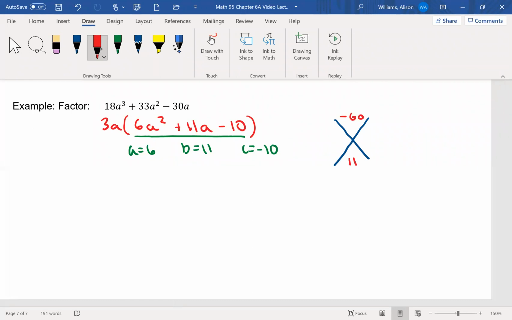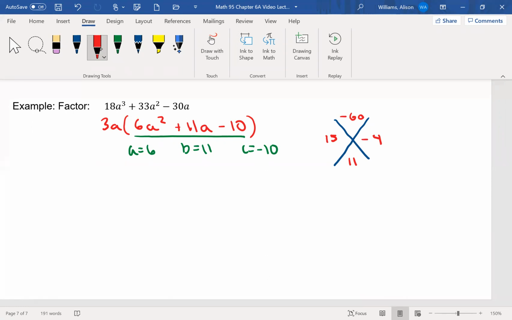And I'm looking for two numbers that multiply to be negative 60, but add to be 11. And because it's negative 60, I know one of them is going to be negative, the other is going to be positive. And you may want to get your calculator and try a few things, but I happen to know that 15 and 4 multiply to be 60. And if I make the 15 positive and the 4 negative, that'll add up to positive 11.